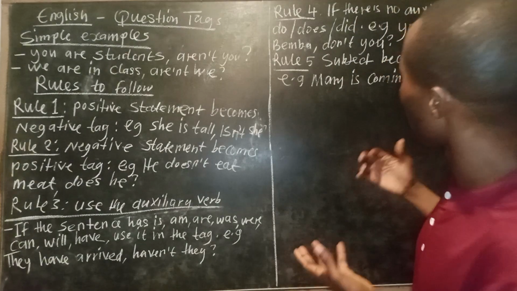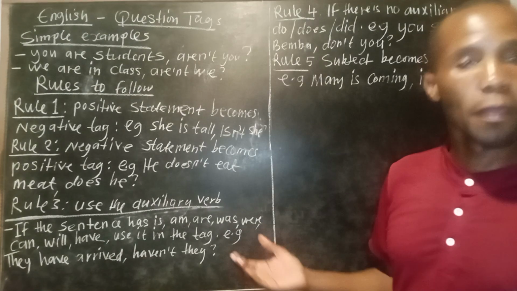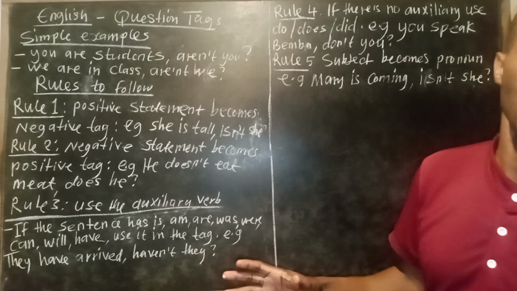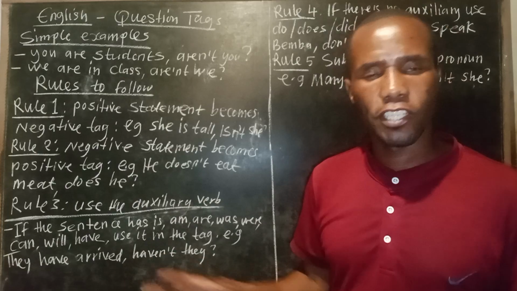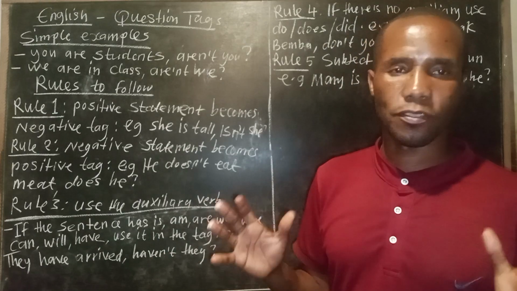So you have to master all these things. Once you understand these rules, then you are done. Remember, English is very simple. English is just about rules. Once you understand the rules, then you are home and dry.